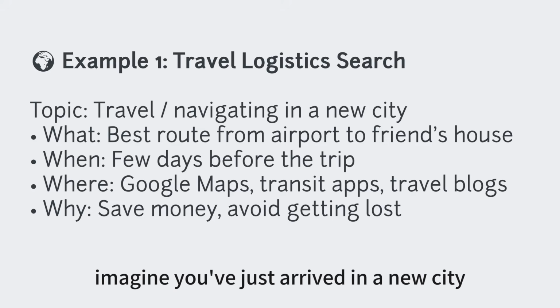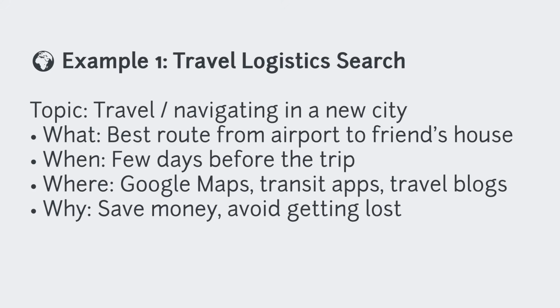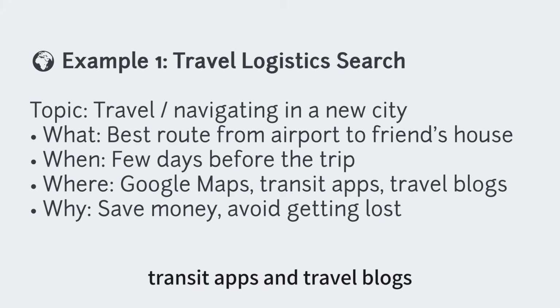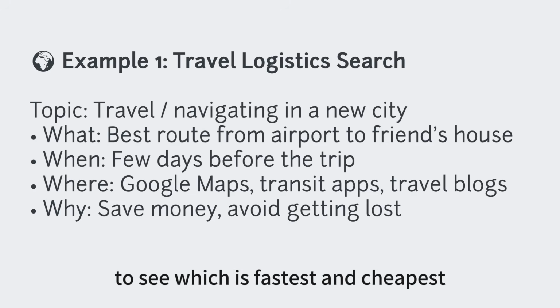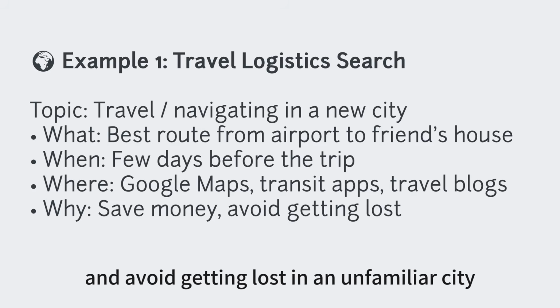Imagine you've just arrived in a new city and you need to get from the airport to your friend's house. A few days before the trip, you start looking for the best route using Google Maps, transit apps, and travel blogs. You compare different trains and buses to see which is fastest and cheapest. You do this because you want to save money and avoid getting lost in an unfamiliar city.